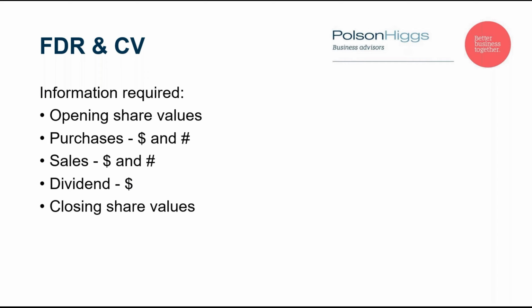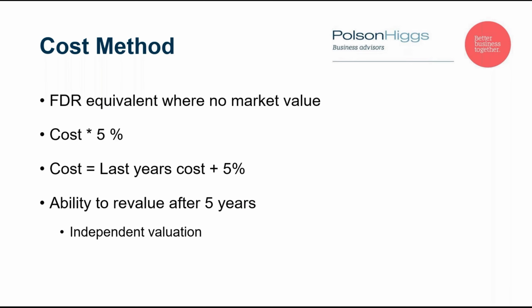So you'll notice that both FDR and CV required me to know my opening and closing market value, so it was important that I had a way that I could determine those. Easiest way: listed on a stock exchange, I can look up the stock exchange listing and work out their market value. Sometimes there are markets outside of a stock exchange, however, for the most part, that is the easiest way. But what happens if I don't have that information? Well, that's when those other two methods come in.